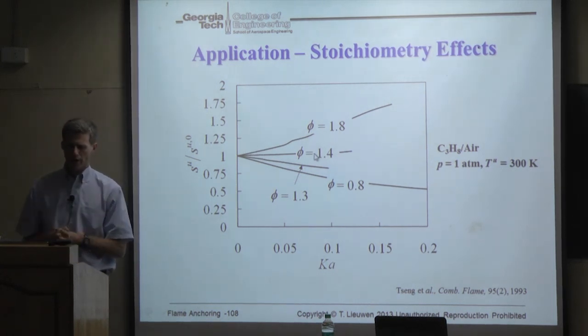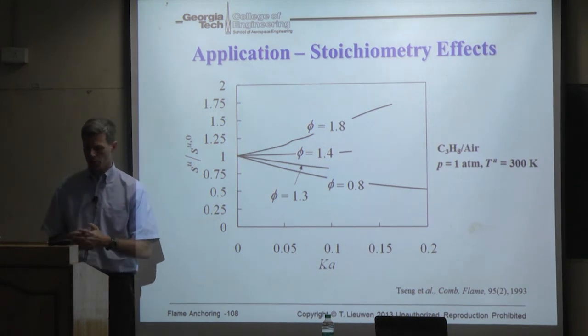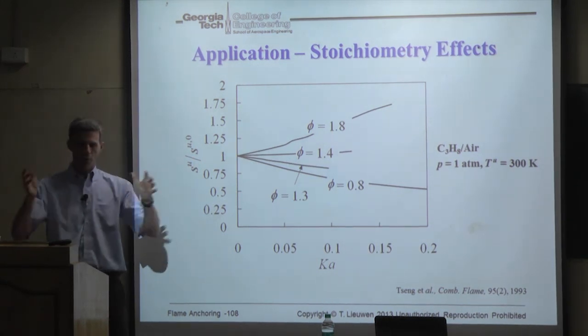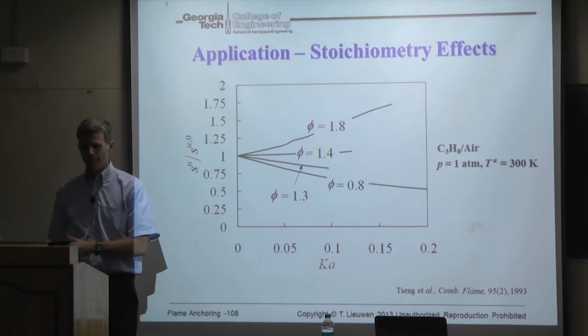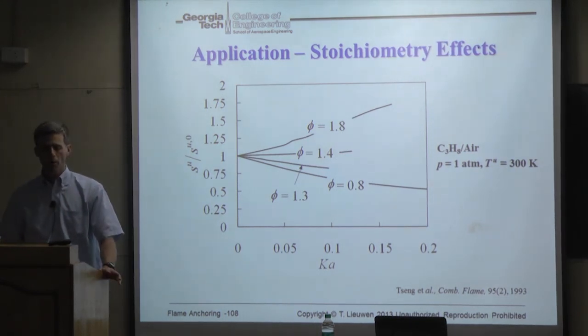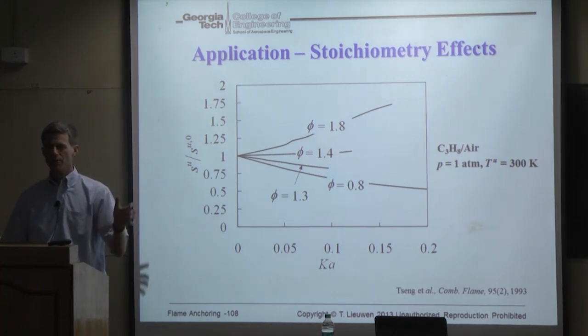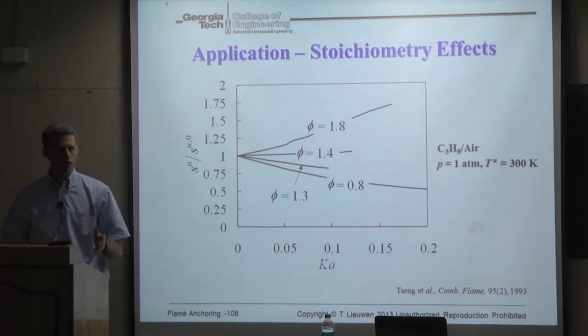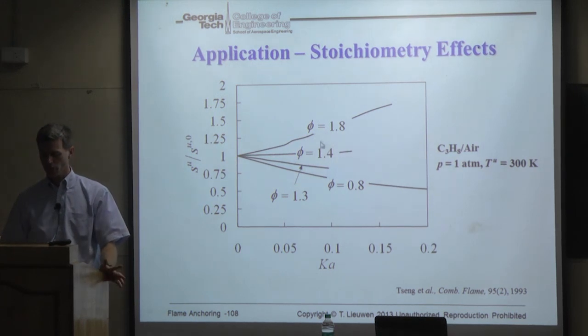Now, for the heuristic analysis that we did before, we talked about how the propane flame behaved when it was rich versus when it was lean. And I was implicitly saying that the sensitivity would flip at phi equals 1. You can see it's not quite at phi equals 1. In this case, it's phi equals 1.4.